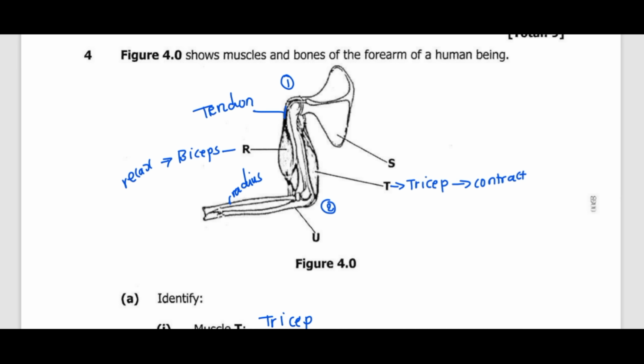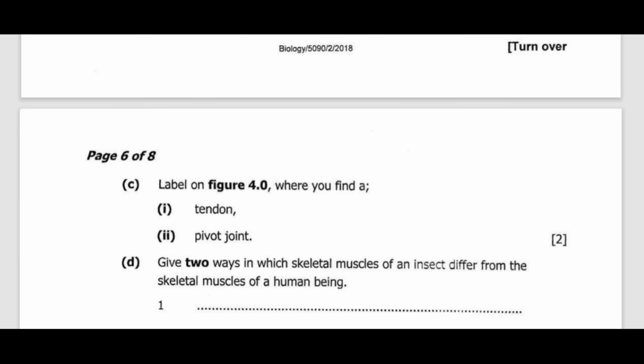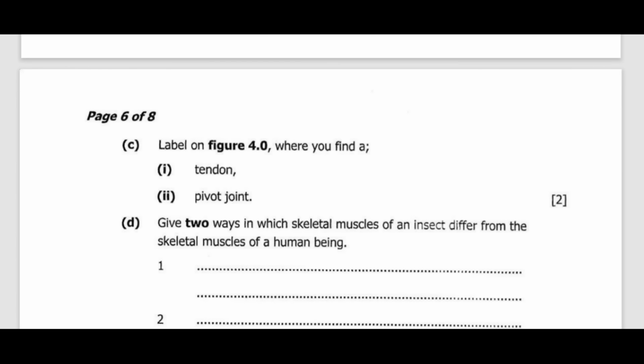So tendon, just look at it, the parts where the muscle is becoming smaller as it is approaching the bone where it is touching. And these are known as the skeletal muscles because they are muscles that are responsible for the movement of the skeletal system.